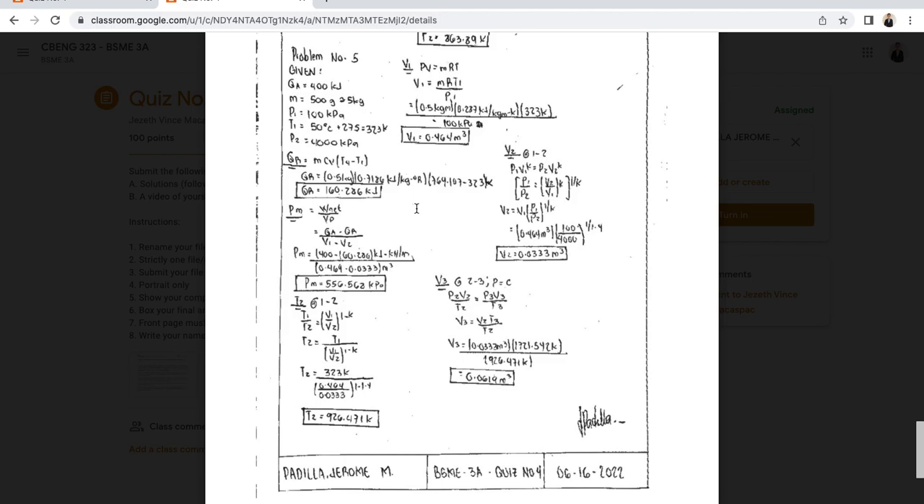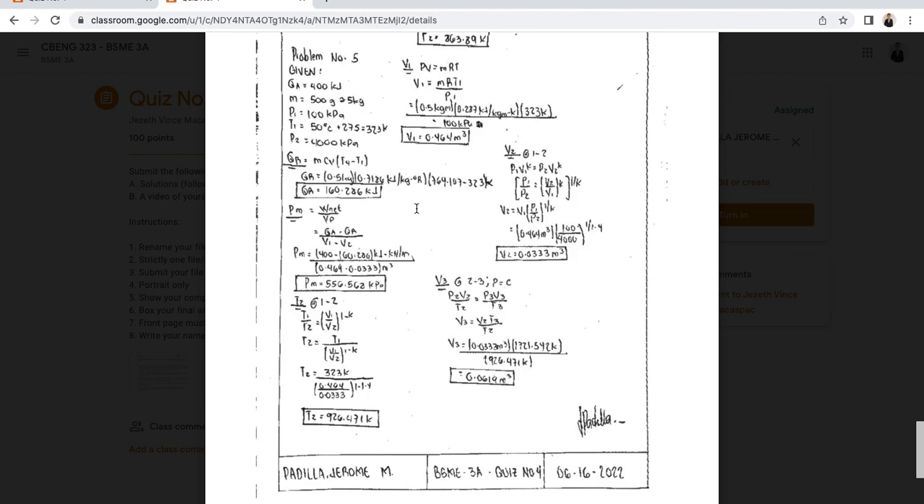So next is for the V2, yung process 1 to 2, P1 V1 raised to k equal to P2 V2 raised to k, or P1 over P2 equal to V2 over V1 raised to k, or V2 over V1 raised to 1 over k, which is nakukuha natin is the V2. So yung gagamitin natin formula is V1 multiply by P1 over P2 raised to 1 over k. So for the V1, 0.464 cubic meter multiply by 100 over 4000 raised to 1 over 1.4. For the V2, yung value na nakuha natin is 0.0333 cubic meter.